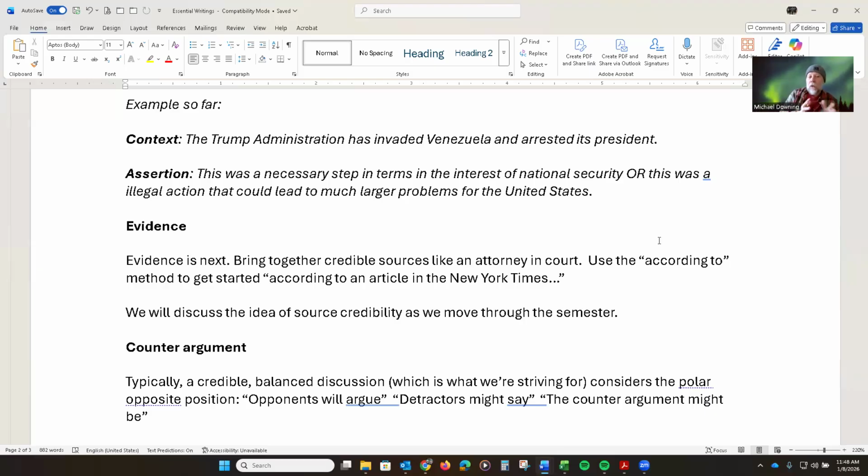Okay. So far then, for the context part: the Trump administration has invaded Venezuela and arrested its president. You'll recall that I said you can begin with a news occurrence. I would put more there, right?